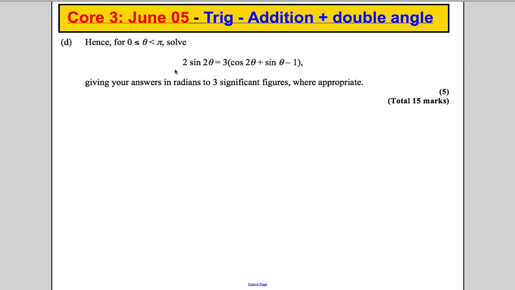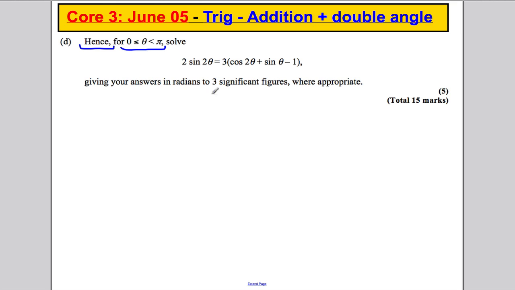Hence it asks you to solve the following equation. Hence, between 0 and pi, solve the following equation. Okay, so for this here, it says hence solve, so we're going to use our previous parts. At the moment, this looks like nothing in the previous parts. So let's just expand out.